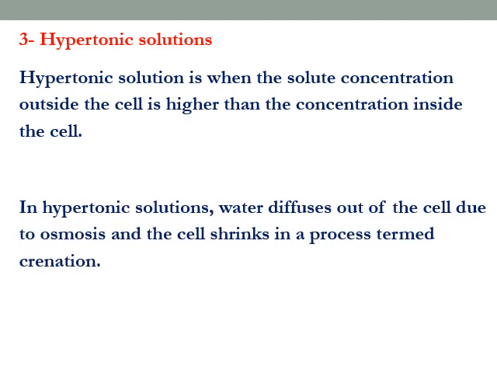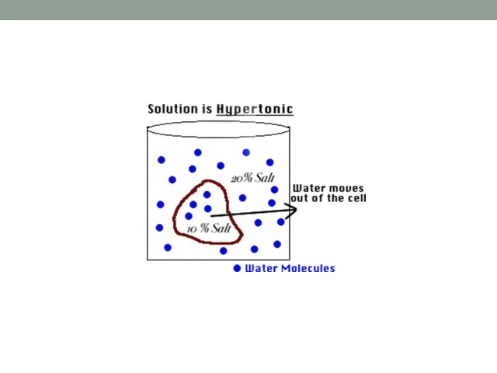In hypertonic solution, water diffuses out of the cell due to osmosis, and the cell shrinks in a process termed crenation. This picture shows that the concentration of the solid inside of the cell is lower than outside of the cell, and that can cause the water to move out of the cell and the cell to shrink.